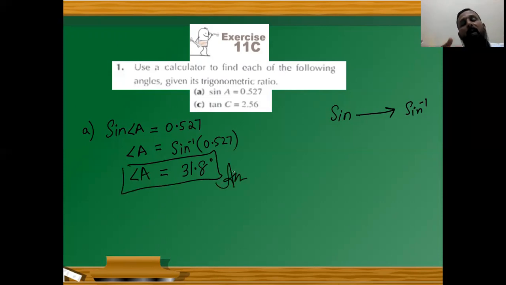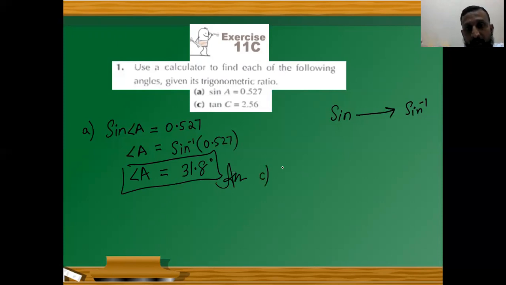Okay, what I did, I removed the sine function from the left hand side and I shifted it to the right hand side. When a sine function, cosine function, or tangent function is moved from one side to another, it becomes inverse. So sine changes into sine inverse. We applied the second function of sine. You'll see a sine inverse function on your screen. Press the equal sign. So finally you get your answer, sine inverse of 0.527, that is 31.8 degrees. Hope the concept is clear.